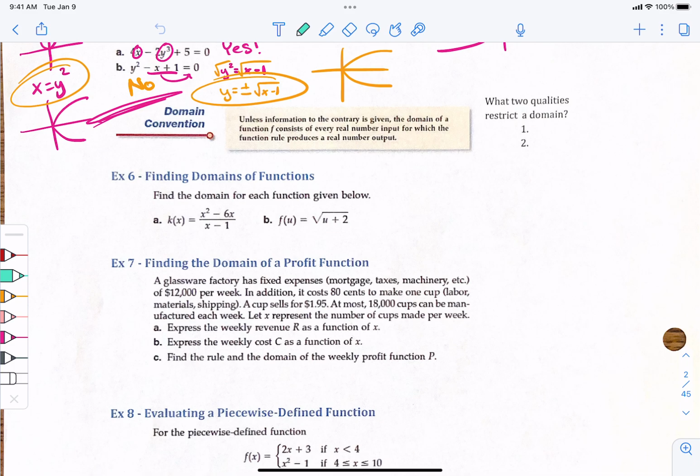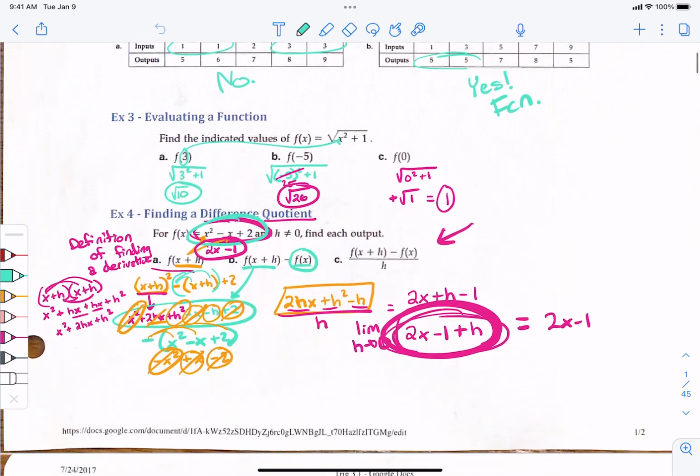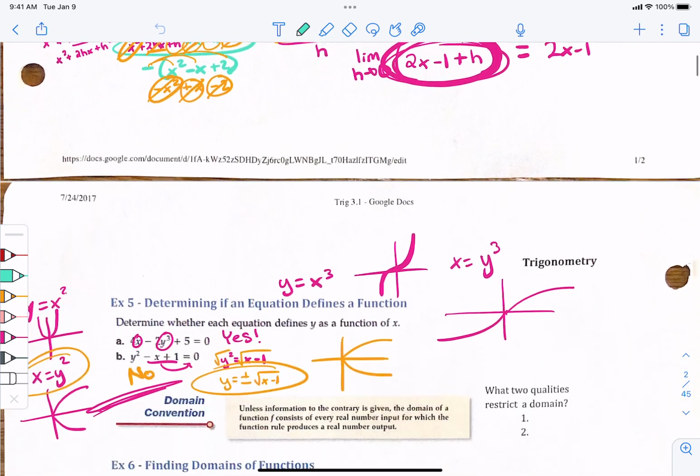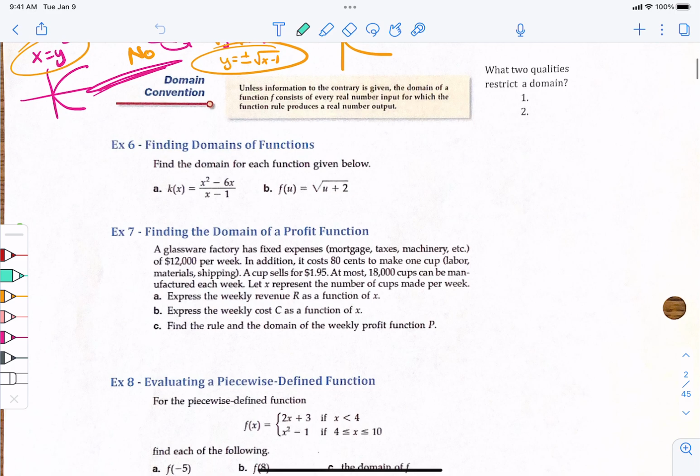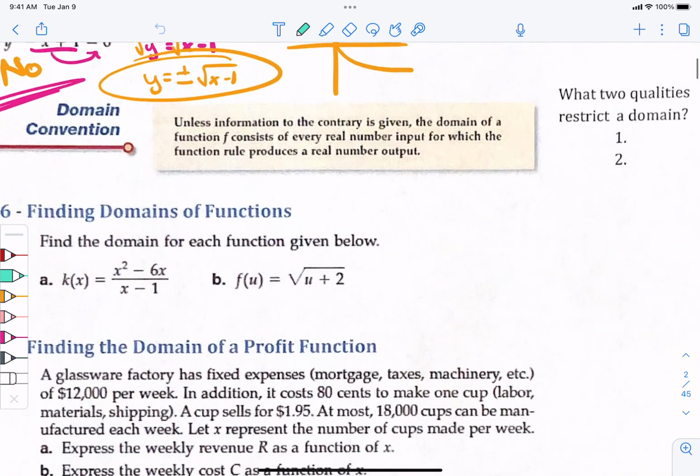All right, hey Luke, this is the backside of 3-1 notes. We started functions and domain and range and all that good stuff on, they say you're faking sick. Anyway, we're on domain convention, okay?